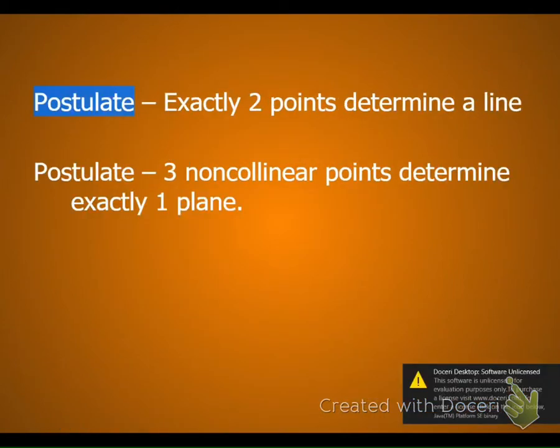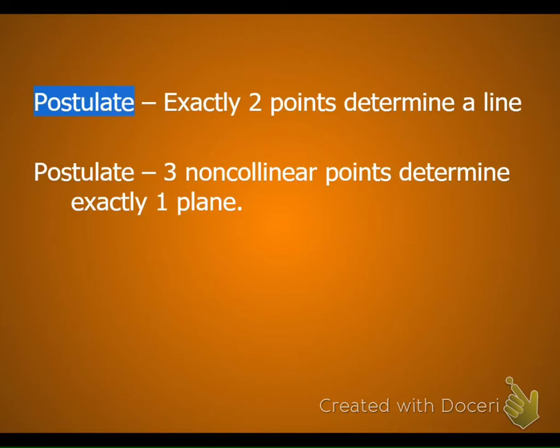So the first one is exactly 2 points determine a line. You saw when we named lines that we used just 2 points. 2 points determine a line. After that, 3 non-collinear points determine exactly one plane. So 3 points that are not in a line determine a plane.